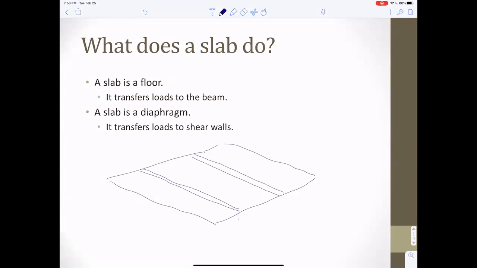First of all, this slab is the floor. So you put a load there, and the slab resists that load. It's a floor over the beams. This slab will transfer this load. It'll bend like that, and then transfer that load down to these beams. But a slab is also a diaphragm.